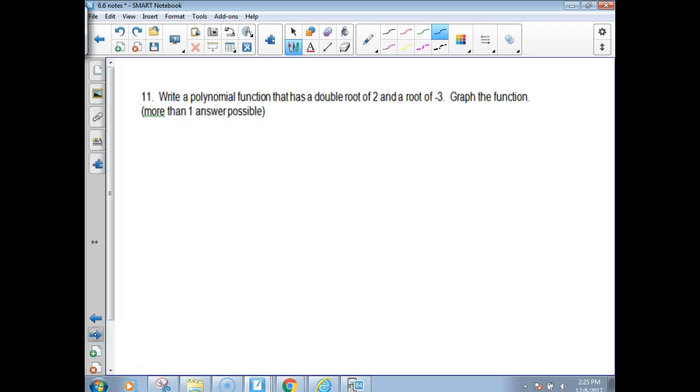All right, moving on. All right, write a polynomial function that has a double root of 2 and a root of negative 3. Oh, double root. What that does is do a bounce. Okay, bounce. All right. Double roots bounce. Triple roots go through, double roots bounce. Triples or others, odds don't bounce. They go through. Okay, so anyway, let's see what this might look like.